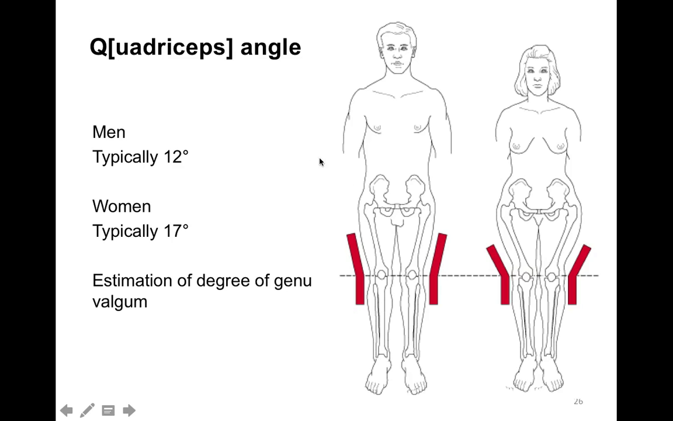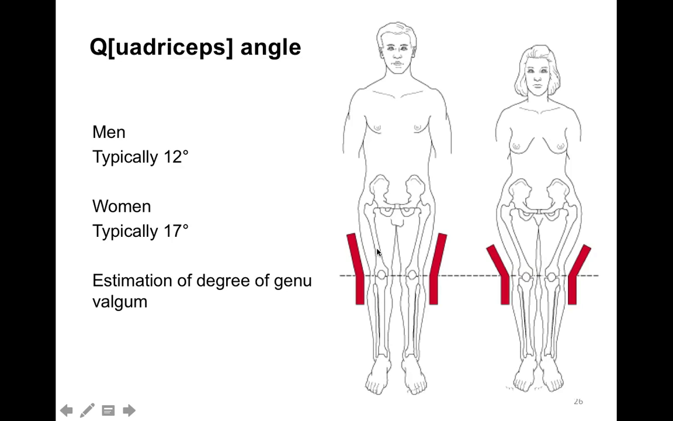So the Q angle is going to be defined as an angle between the shaft of the femur now and the tibia. So we can see that in men, the Q angle is typically much smaller than in women. And this is a good estimation for the genu valgum.